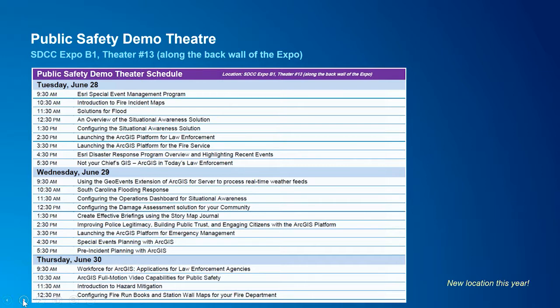This theater schedule is one-time only. So each one of these events will be covered once, and they won't necessarily be repeated. So I think this speaks to that issue of really understanding what you're trying to get out of user conference and making sure that you can get to the right thing at the right time to really make the most of your time while you're in San Diego.